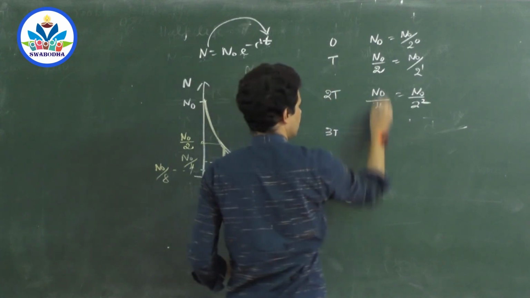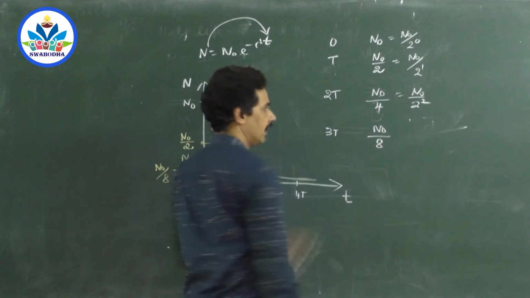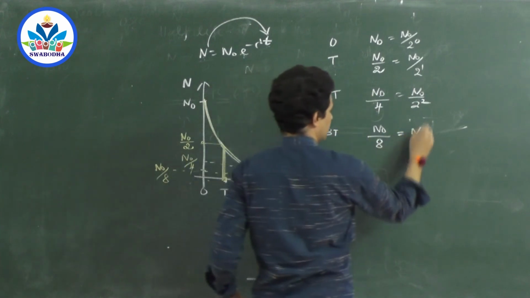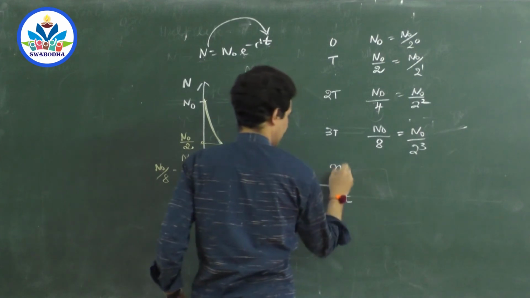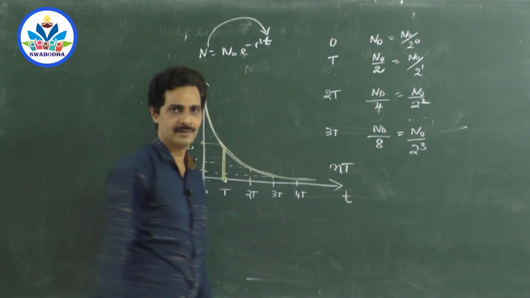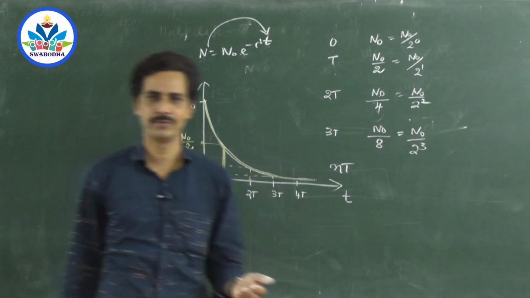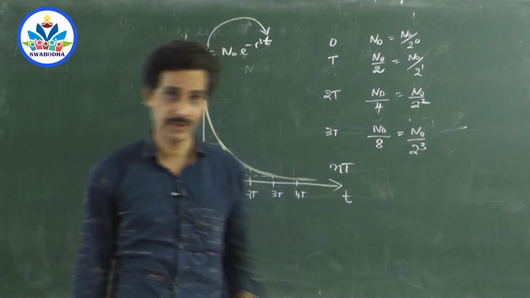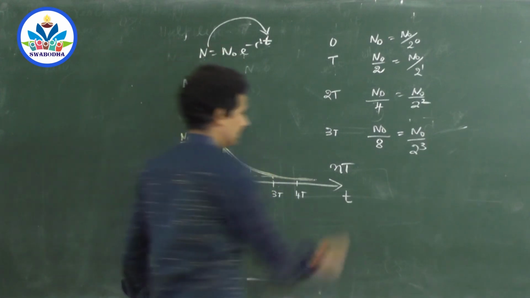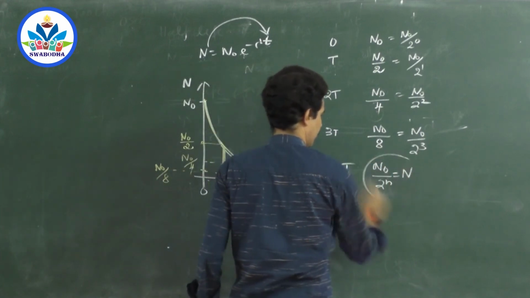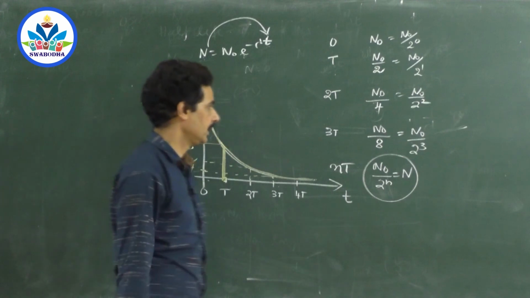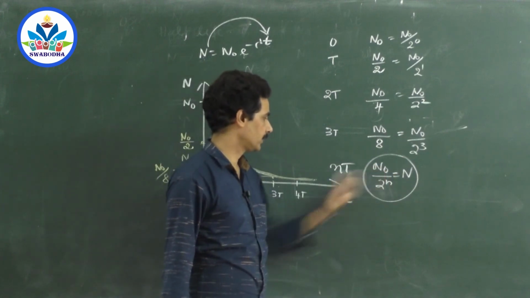It is half of this once again, N naught by 8, half of this. That is N naught by 2 to the power 3. So after n half-lives, sorry, I will use small n. n half-lives, say 6 half-lives, 6 hours, 10 half-lives, 10 hours. This should become N naught by 2 to the power n. That should be the number of atoms remaining in the sample. N should be N naught by 2 to the power n.